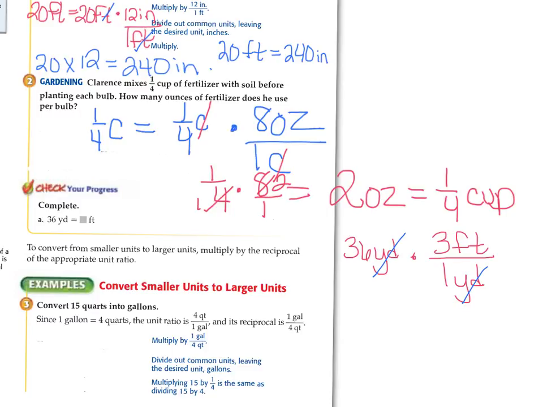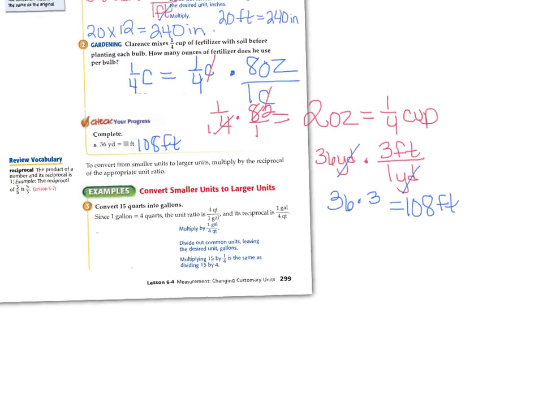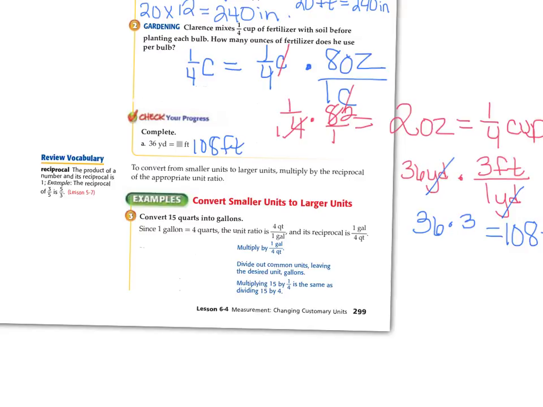And then we would multiply 36 times 3, okay, which equals 108 feet. 108 feet in 36 yards. That's pretty easy, right? That's when we convert larger units to smaller. So our answer should always be larger because there's more of them. Let's try an example down here.